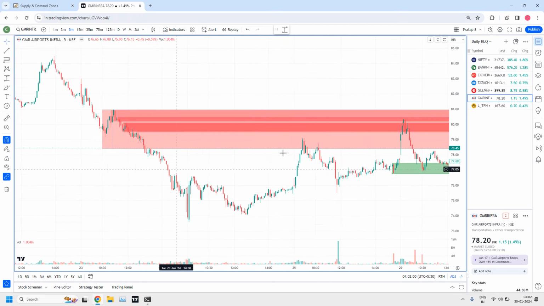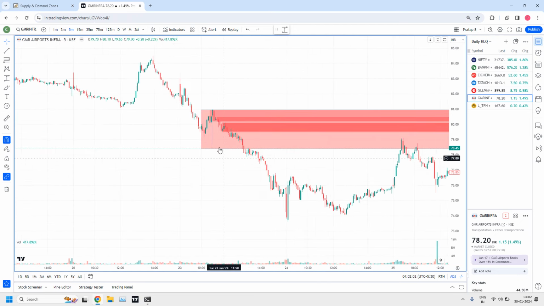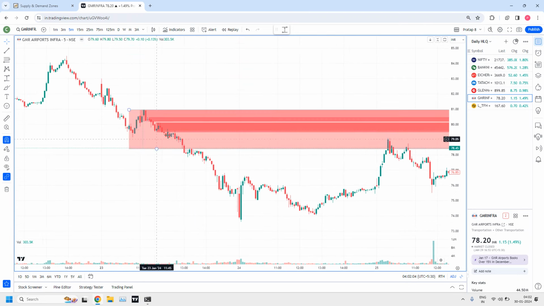So this is the reason why, because it is already tested, the 5-minute area is already tested, and we don't have clarity on how strong it is going to be. That's why this zone is not considered. So that is the reason why I deleted this.